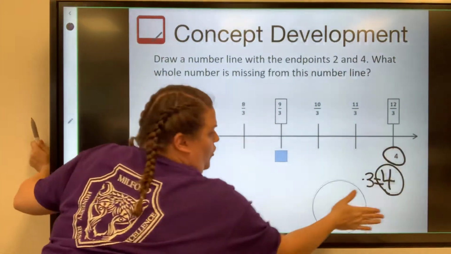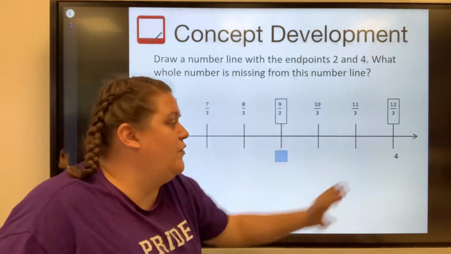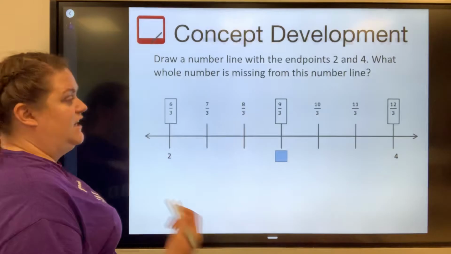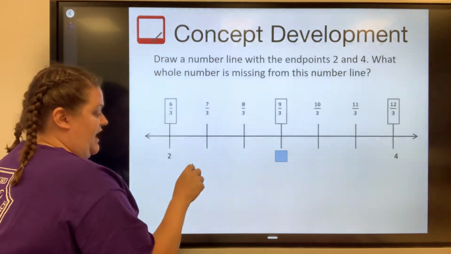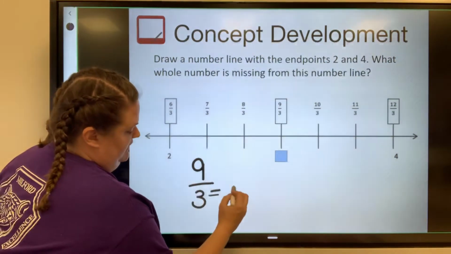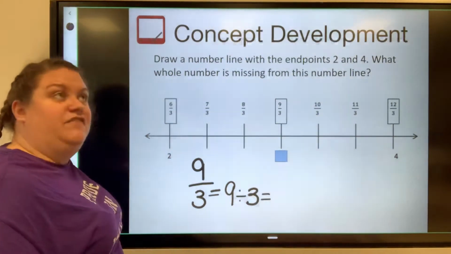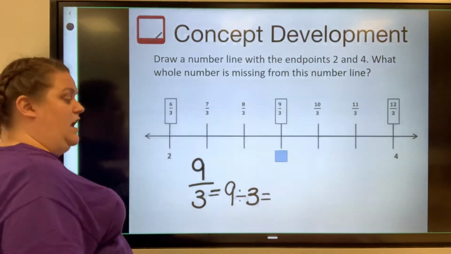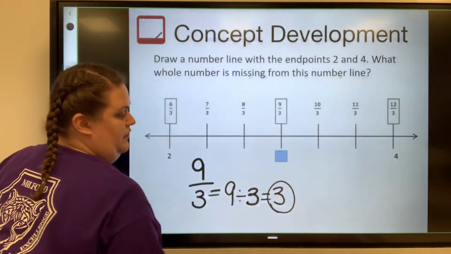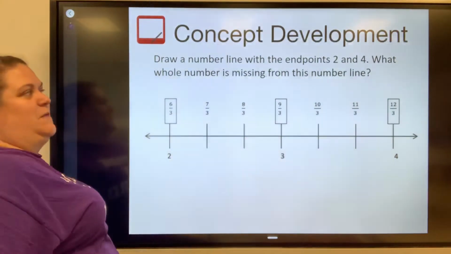So when we want to figure out our whole number in the middle, we kind of already have a guess. Because if we have a 2 here and a 4 here, chances are you already know what goes here because you know how to count. But if I wanted to figure it out with math, I would say I have 9 over 3, which is like saying that fraction bar is like a division bar, 9 divided by 3. And if I have 9 items, and I divide them into 3 groups, I'm going to have 3 in each group. So what should go here but the number 3? And 3 goes in the middle.